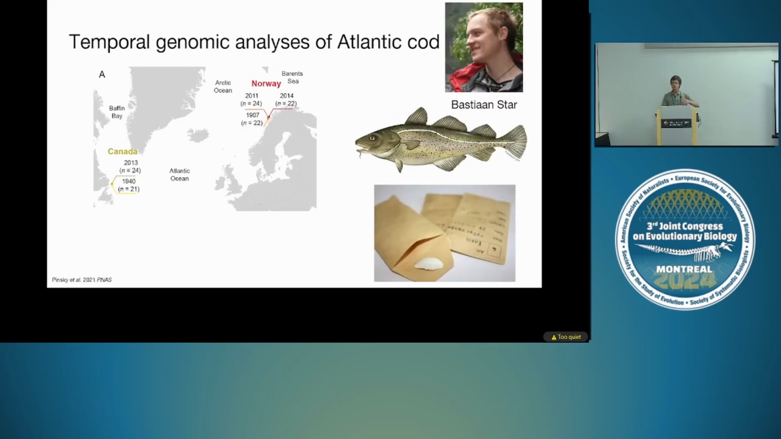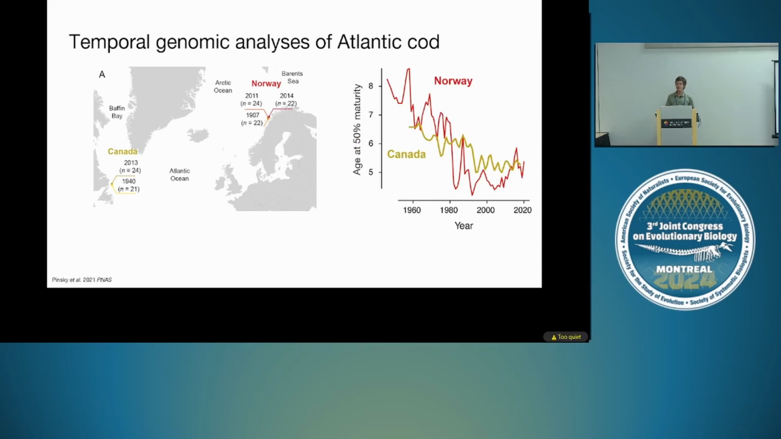This debate between evolution and plasticity is part of what led Bastian Star and the archaeogenomics group to conduct whole genome sequencing from historical samples from two Atlantic cod populations: 1907 from northern Norway, about 20 individuals, and similar from 1940 in eastern Canada, plus contemporary samples in the same locations. In both of these populations, the phenotype has changed from maturation at about 7 to 8 years to as little as about 5 years in more recent phenotypes.